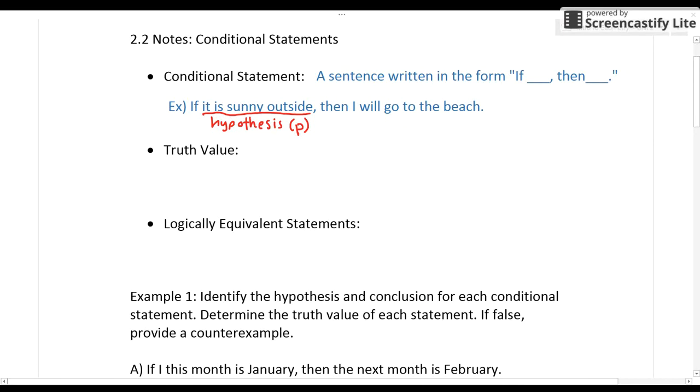Okay, so if our hypothesis is true, meaning in this example, if it is sunny outside, then the second piece will happen. I will go to the beach, and this is what we call our conclusion. So this is vocabulary you're going to want to know. So if you look down at example 1, you're going to notice one thing I'm going to ask you to do is identify the hypothesis and the conclusion, okay? So this conclusion, we can also call Q, so we use this lowercase q to represent that.